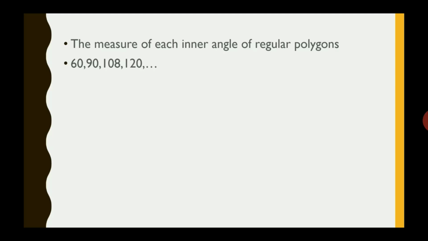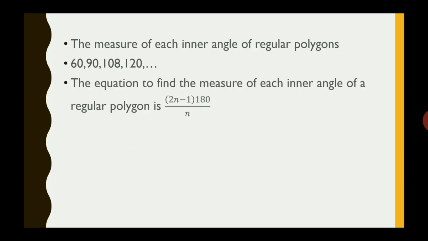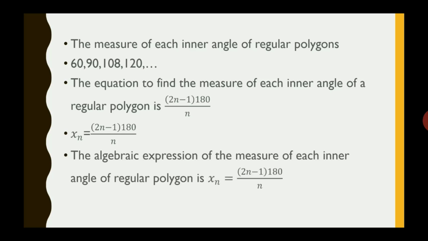Now how will we find the equation of the measure of each inner angle of a regular polygon? We have to divide the sum of the inner angles of the polygon by the number of sides. We have the equation (2n minus 4) into 180 degrees to find the measure of the sum of the inner angles, and when we divide it by n, we will get the measure of each inner angle of a regular polygon, and this is xn is equal to (2n minus 4) into 180 by n. So we have the algebraic expression over here. The algebraic expression of the measure of each inner angle of a regular polygon is xn is equal to (2n minus 4) into 180 by n.